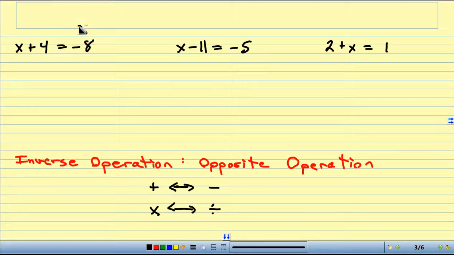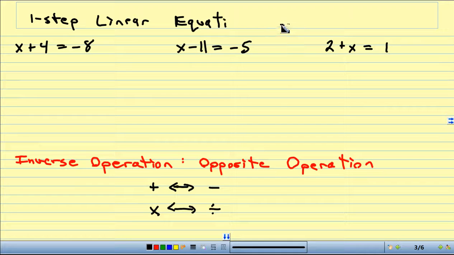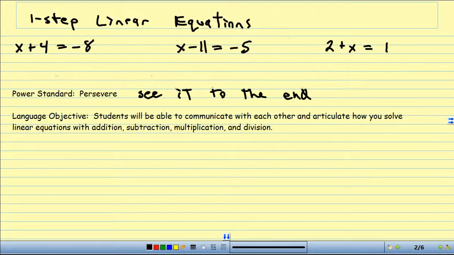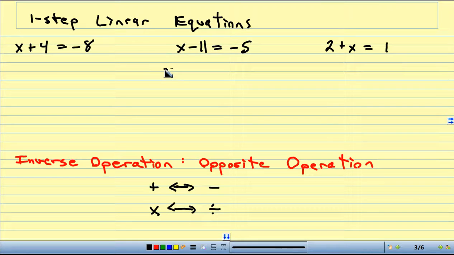These are one-step linear equations. They're one-step linear equations. Okay, and I don't know why I said functions. I mean, it doesn't necessarily have to be a function. Okay, so sorry, functions was on my mind for whatever reason. We'll talk about functions later. So solving one-step linear equations.